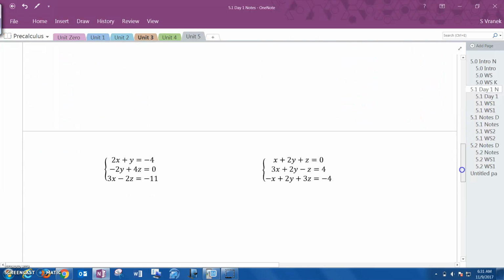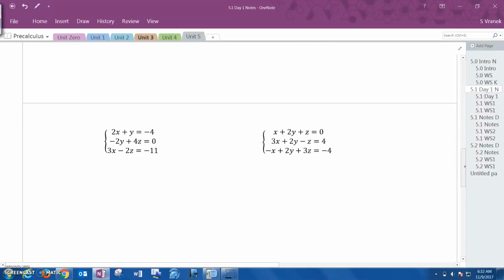And then finally, this is the tricky one because you have to notice that there are x's, y's, and z's. So it is going to still be the same size. You have to worry about x's, y's, and z's. So there's 2x, 1y, 0z, -4. 0x, -2y, 4z, 0. 3x, 0y, -2z, and -11.